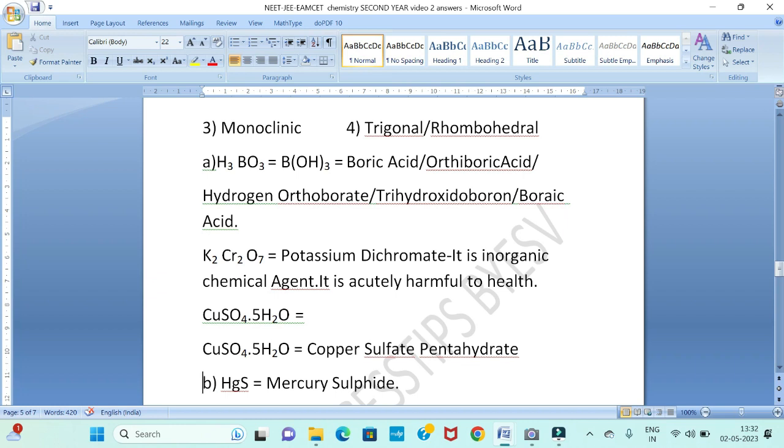K2Cr2O7, potassium dichromate. It is an inorganic chemical agent. It is acutely harmful to health. It is bad for health. So potassium dichromate. Next, copper sulfate pentahydrate. So these are A. A is related to 2.